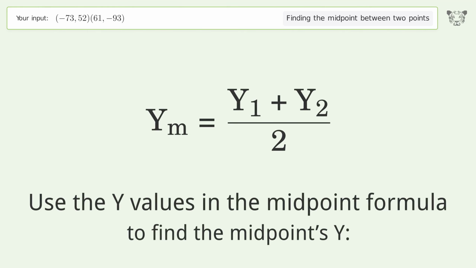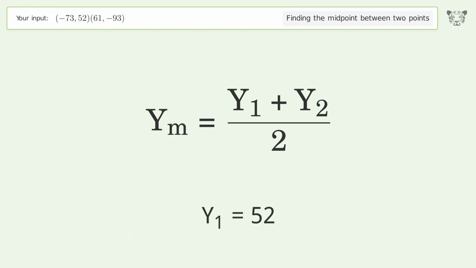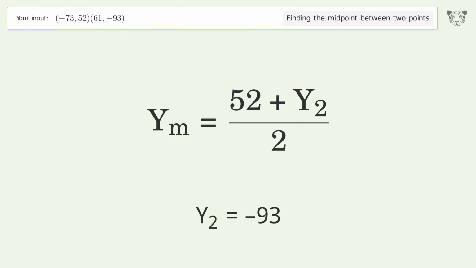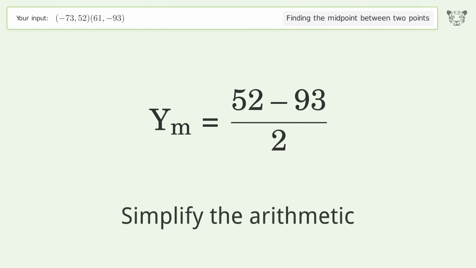Use the y values in the midpoint formula to find the midpoints y. y1 equals 52. y2 equals -93. Simplify the arithmetic.